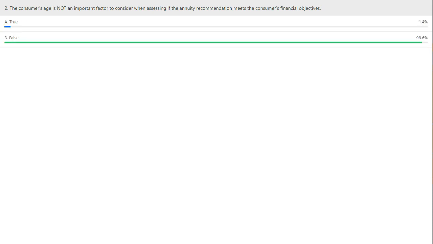The answer is false. Age is an important factor. The age of the consumer can help us determine the type of annuity that might best fit the consumer from a producer's perspective. It might determine the type of annuity, whether it's deferred, perhaps they want to grow that balance over time. Maybe it's an older consumer that recently retired and an immediate income is needed to help replace some of that lost income from retirement. Well done, everybody on the phone. Let's move on.